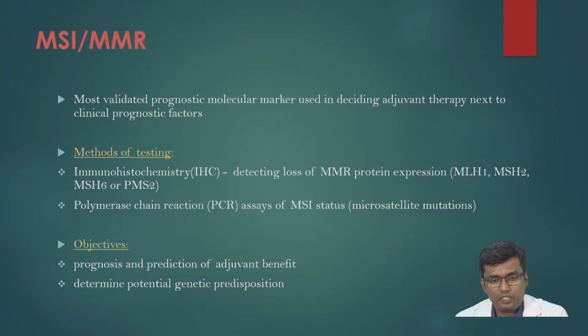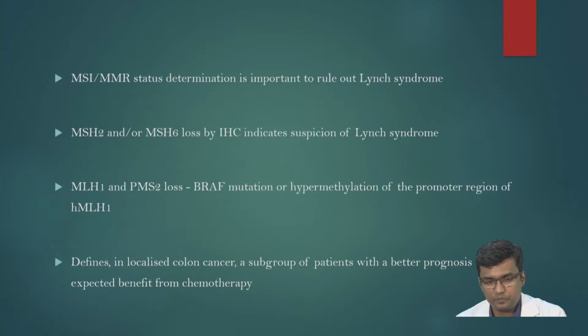Moving on to MSI testing. It is the most validated prognostic molecular marker used in deciding adjuvant therapy, only next to the clinical prognostic factors. We have two methods of testing MSI. One is immunohistochemistry, wherein we detect the loss of MMR protein expression. The other method is by polymerase chain reaction. The objectives of MSI testing are to find the prognosis and the prediction of adjuvant benefit, and to determine the potential genetic predisposition. The MSI status is important in ruling out the diagnosis of Lynch syndrome.